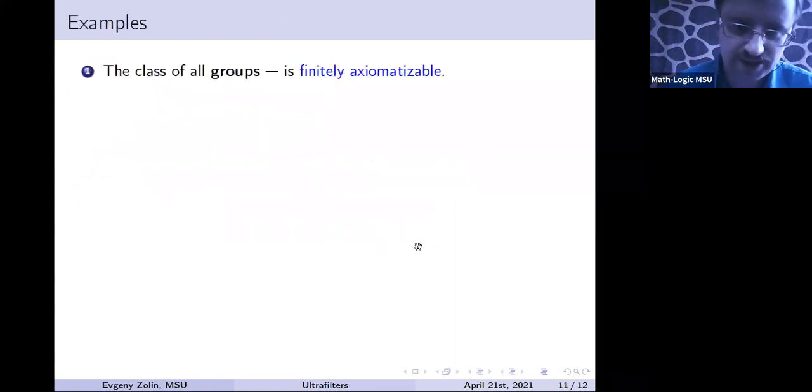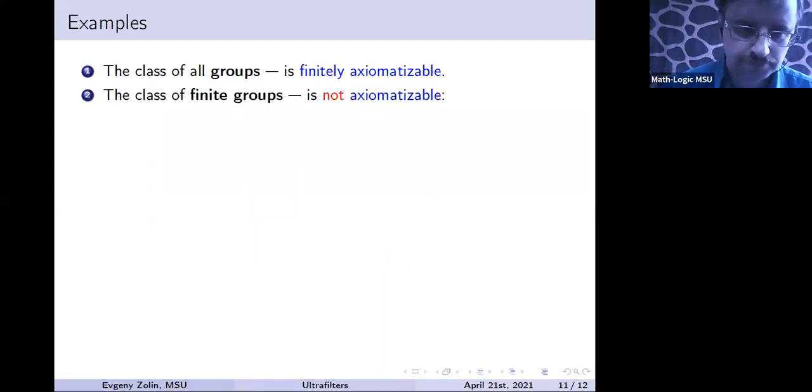So let us consider examples of some classes of mathematical structures. The class of all groups. We know it is finitely axiomatizable. We have 3 axioms for groups. The class of finite groups.